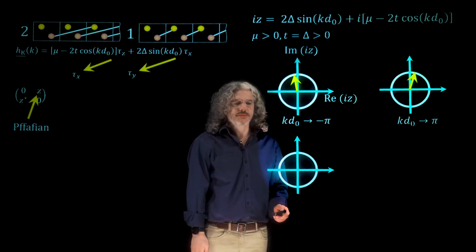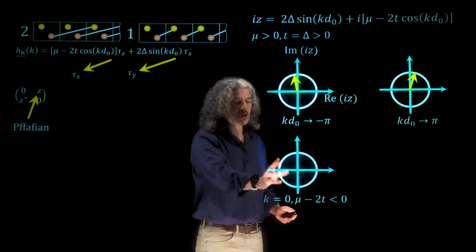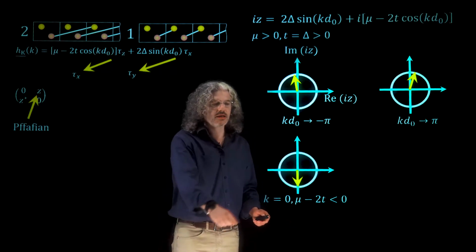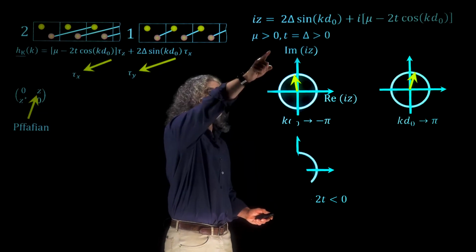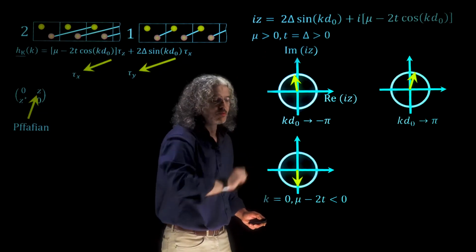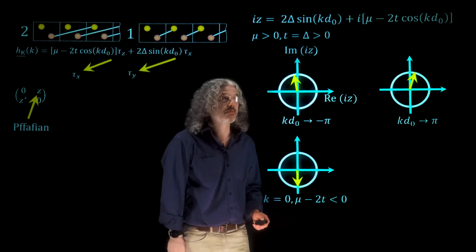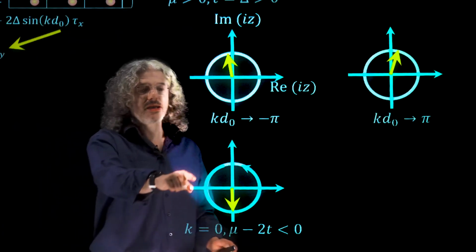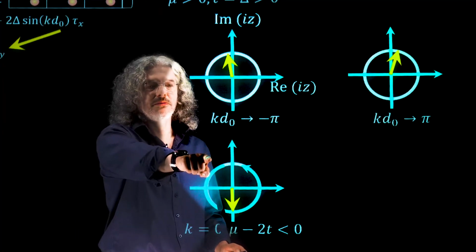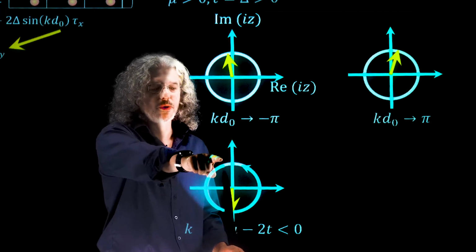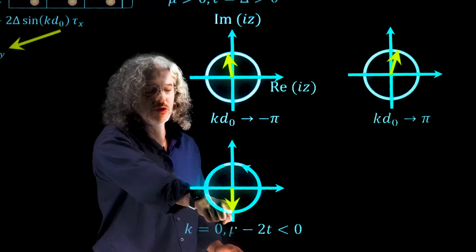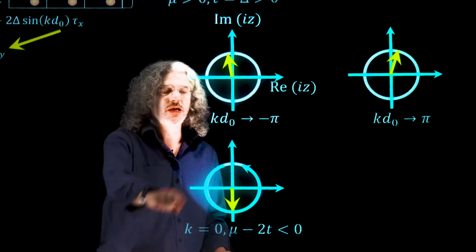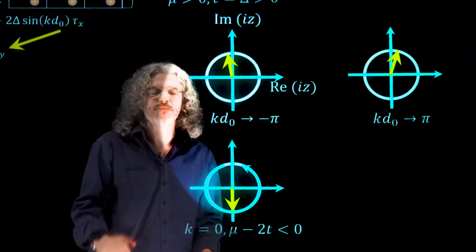So at k equal to 0, let's write it. There are two options. Either mu minus 2t is smaller than 0, then the vector will point in that direction. The real part here, the sine k, is equal to 0, and it points just to the negative part. The cosine is 0, so mu minus 2t is negative. And then if we start at kd naught equal to minus pi, we go through that point at k equal to 0 and then go back to kd naught equal to pi. We go the long way. The winding number will be 1.